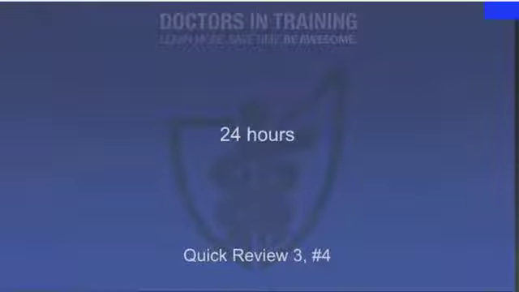Number 4, a medication with a half-life of 6 hours is dosed by continuous IV infusion. How many hours will it take for this drug to reach 94% of its final steady state level? We have a half-life of 6 hours, and we know that after 4 half-lives, you get to 94%. It's an important number to know. 4 half-lives, 94%. So in this particular medication, it's going to take 24 hours, because 6 times 4 is 24 hours.